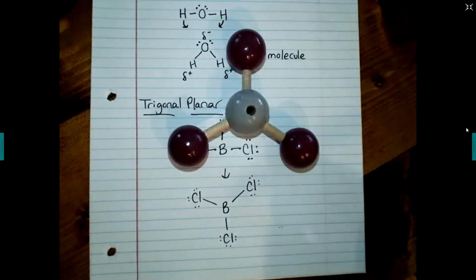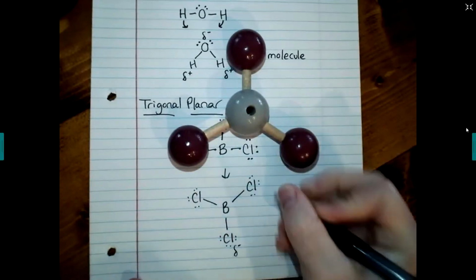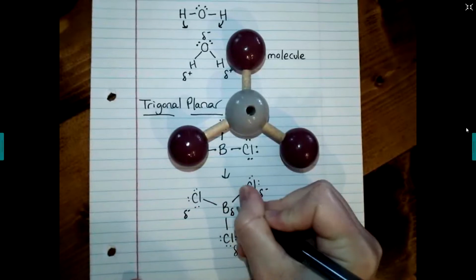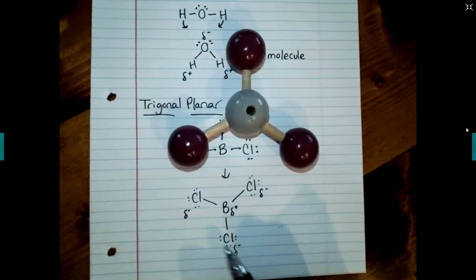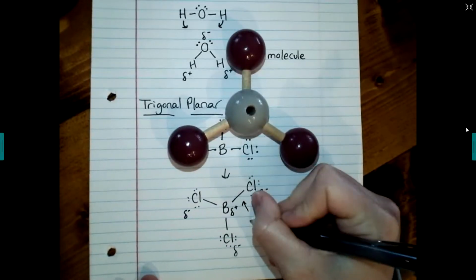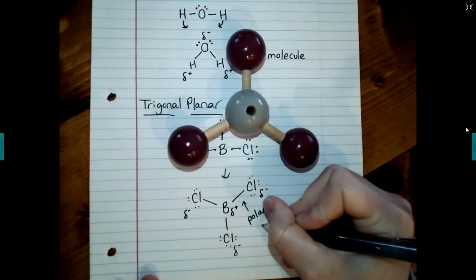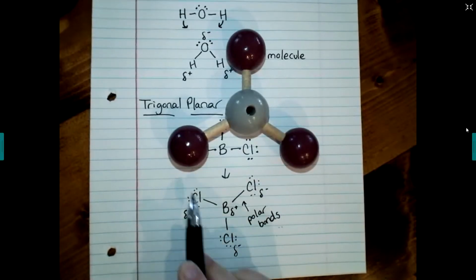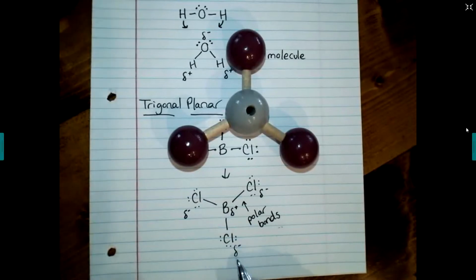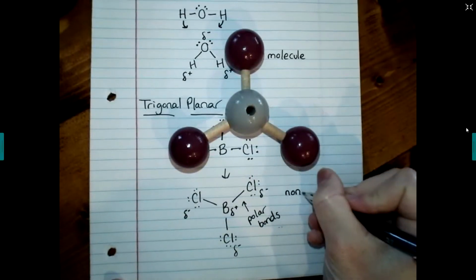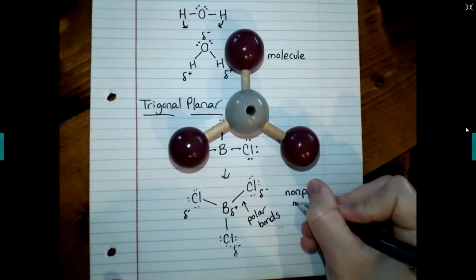Now, since all of the outside atoms are chlorine, they have a stronger pull on the electrons than boron, so they're all slightly negative. So each of these bonds are polar. But the molecule itself, all the outside atoms are slightly negative. So since all of them are slightly negative, there's no difference in charge. We would say that this molecule as a whole is nonpolar.